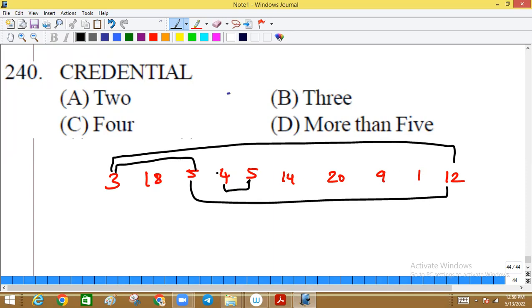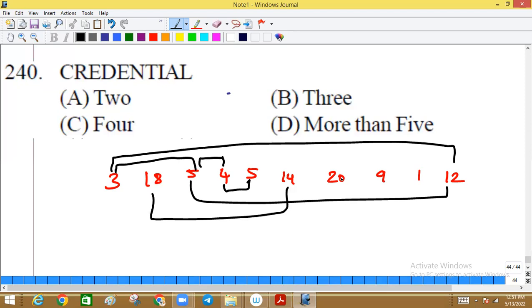Again check back. 4, 5. So again 4 to 5. 1 pair. 5, 6, 7 not possible. Next come to 5 here. 5, 6, 7, 8, 9, 10 not possible. Check back again. 5, 6, 7, 8, 9 not possible. Now come to 14. 14, 15, 16, 17 not possible. Check back again. 14, 15, 16, 17, 18. So 14 to 18 is 1 pair.